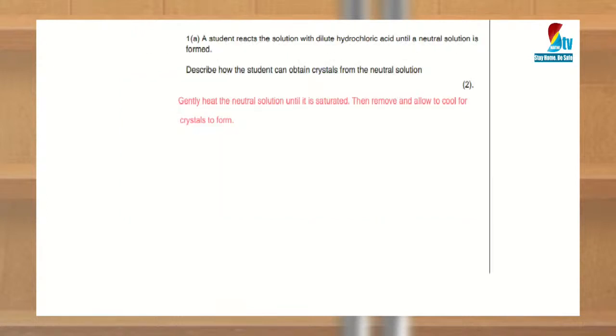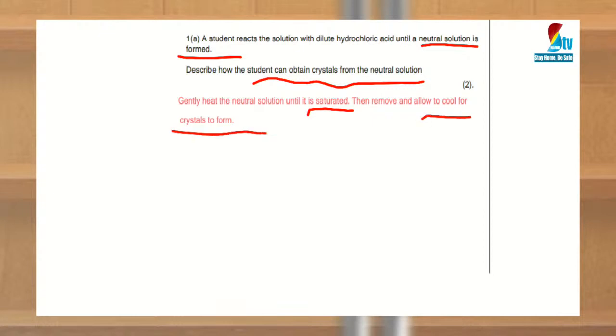And then another question is, students react a solution with dilute hydrochloric acid until a neutral solution is formed. Describe how they can obtain crystals from a neutral solution. It's 2 marks. So we definitely want to see that there's gently heating which will result in a saturated solution. And we also want to see you mentioning that after that you remove and you cool this for crystals to form. Saturation should be there. Crystal cooling should be there.